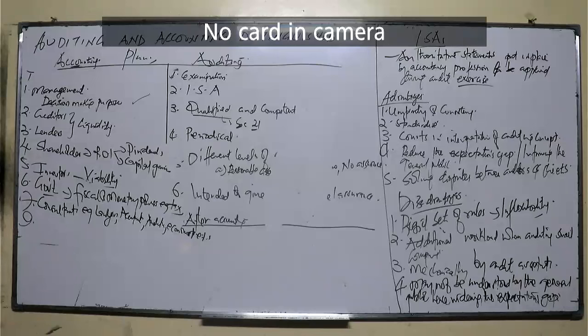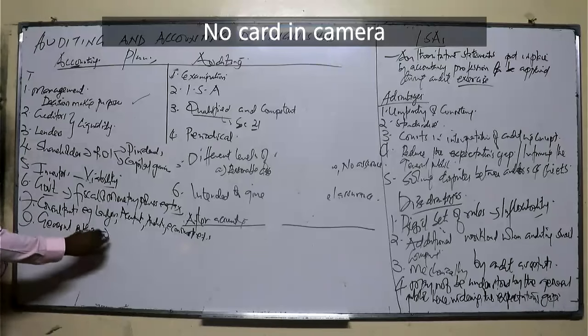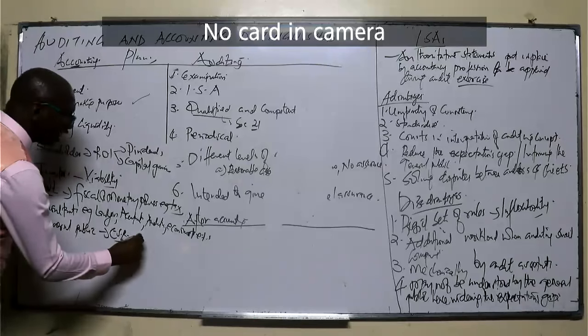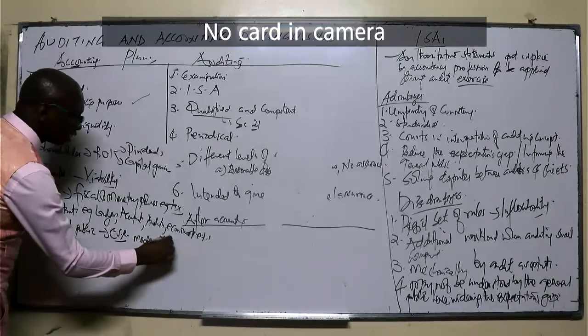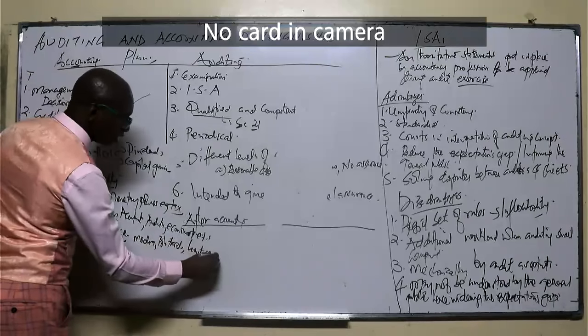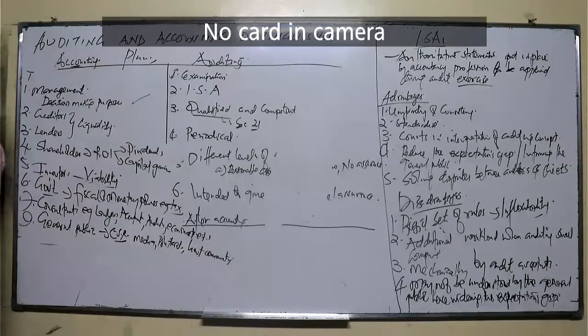Number nine, general public, in their usual CSR, corporate social responsibility. Yes, general public has interest. This is where we have publics like media, politicians, host community, where these businesses are domiciled. Yes, they have some interests, with regard to their wide corporate social responsibility.